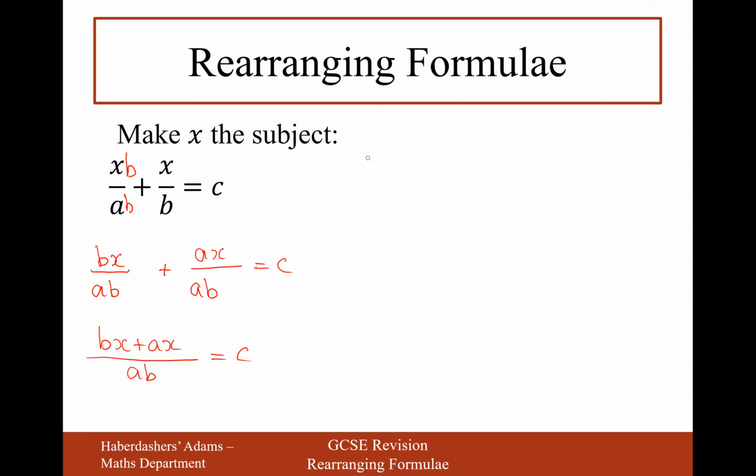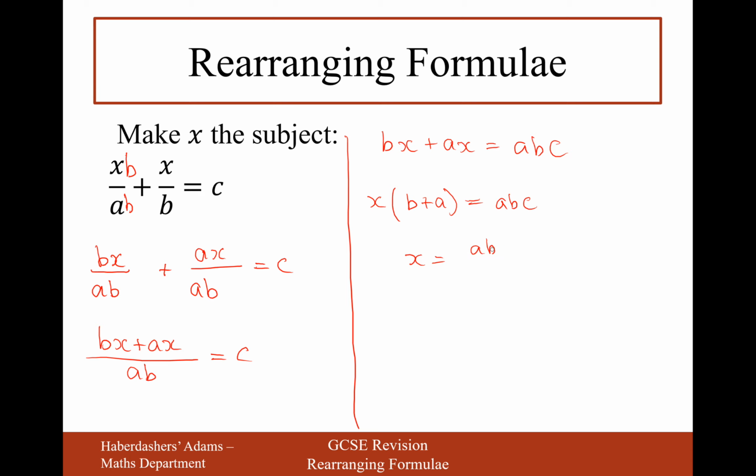Now I'm going to times by ab onto the other side, so it's going to be bx add ax equals abc. Then I'll factorise out the x on the left hand side, so it's b plus a, x equals abc. And then the next thing I'm going to do is divide by what's inside the brackets. So it's b plus a, or you can write it in alphabetical order if you're just adding things together, a plus b. And there we are.